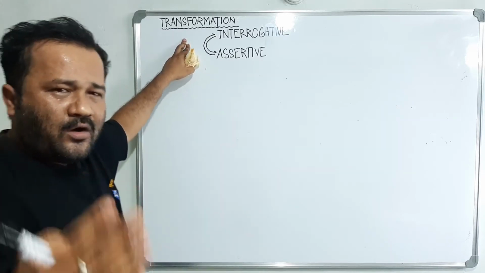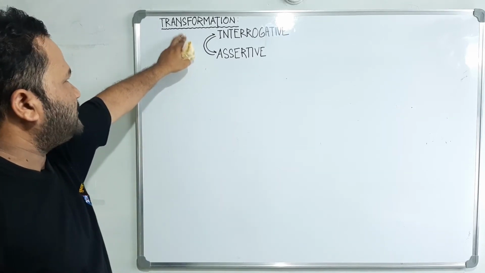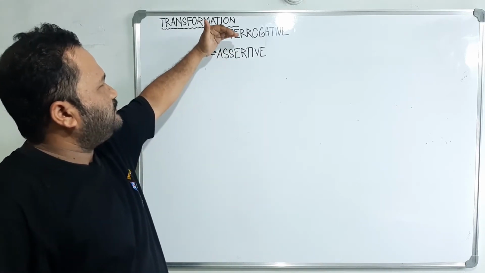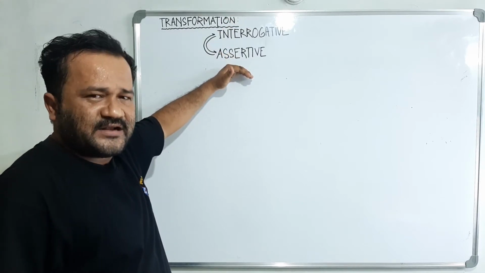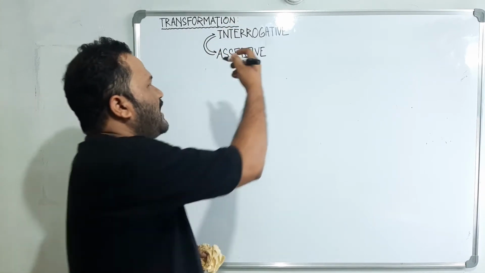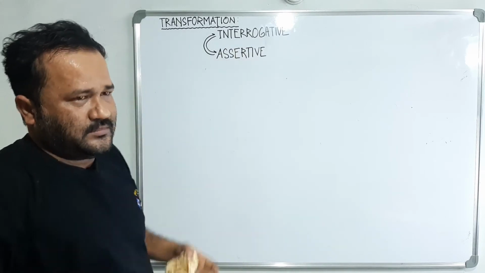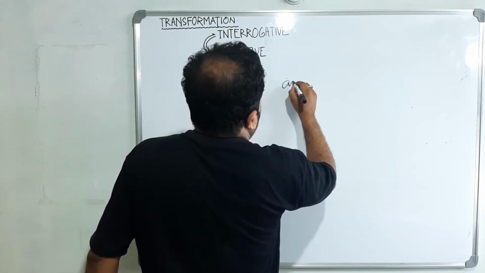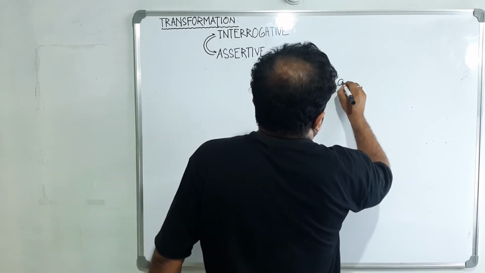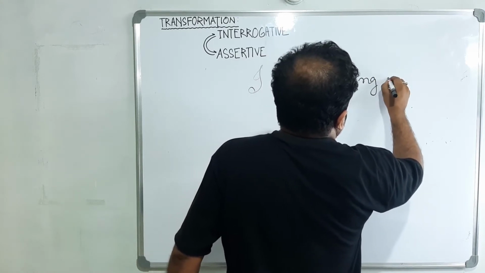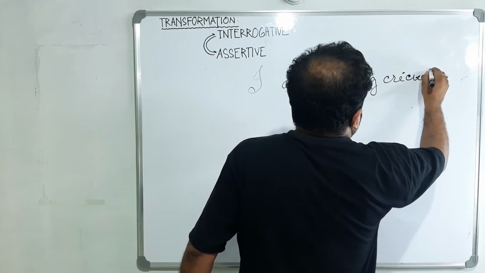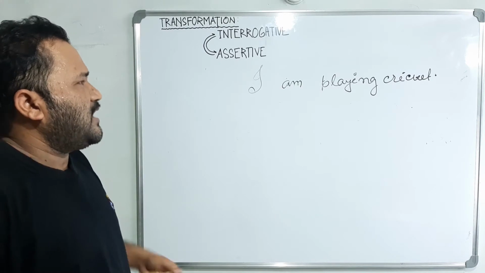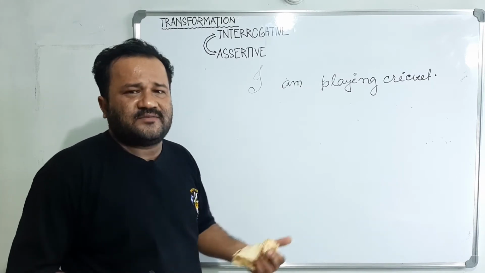Transformation. Okay, you have already known from my previous video that in the case of transformation, you have to change an interrogative sentence into an assertive sentence, or an assertive sentence into an interrogative sentence. Now, if I say, I am playing cricket, it's an assertive sentence. You have already told us that it's an assertive sentence. Yes, it's an assertive sentence.